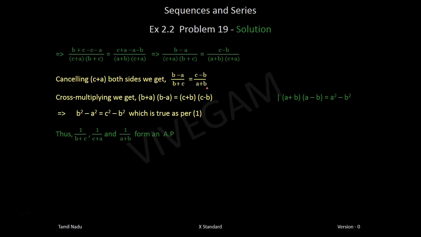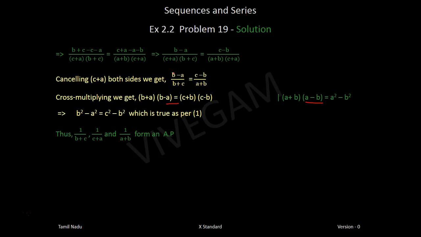Now what you can do is cross multiply. That is b minus a into, instead of writing it a plus b, write it as b plus a. So b plus a into b minus a will be equal to c plus b into c minus b. I'm writing it this way basically to use this formula, that's all. A plus b into a minus b equals a square minus b square. We are not doing any change. 2 plus 3 is also equal to 3 plus 2. It's the same, right?